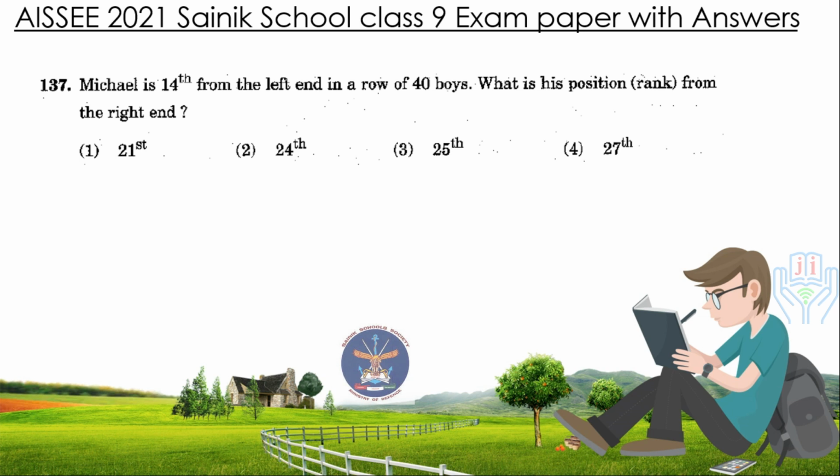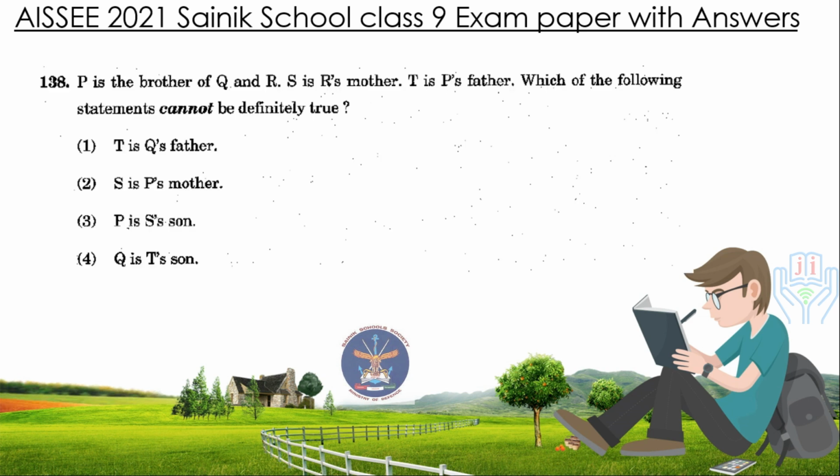What is his position, rank, from the right end? Answer 27th. P is the brother of Q and R. S is R's mother. T is P's father. Which of the following statements cannot be definitely true? Answer Q is T's son.